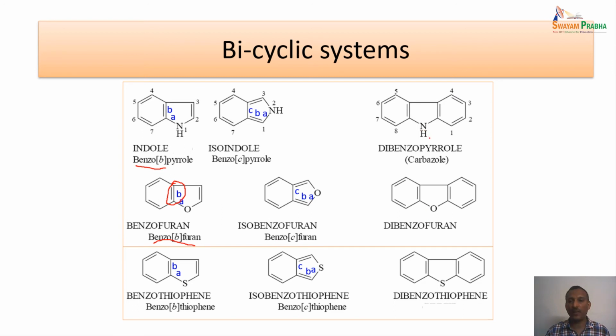And just like the previous one in the pyrrole ring, here we have the furan ring. So for this compound, the common name is dibenzofuran, and if it is sulfur, it is dibenzothiophene. And the same can be extended to thiophene derivatives as shown below. So these two also follow the same type of nomenclature.